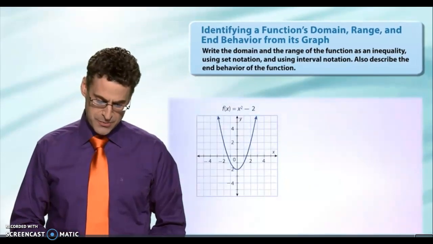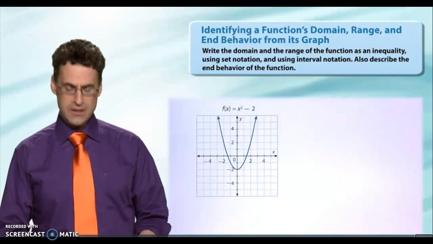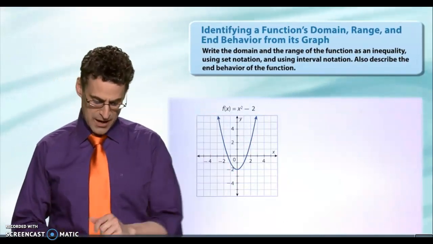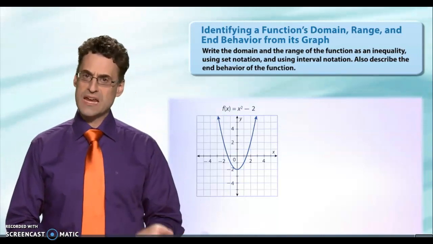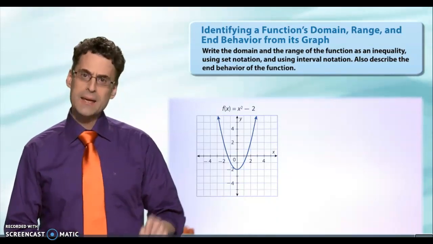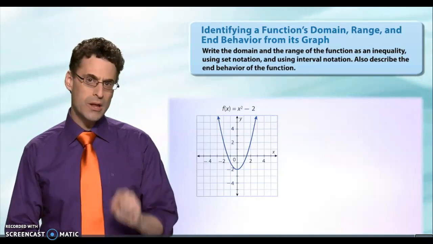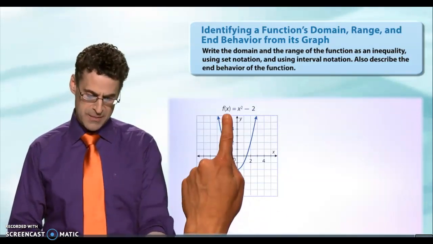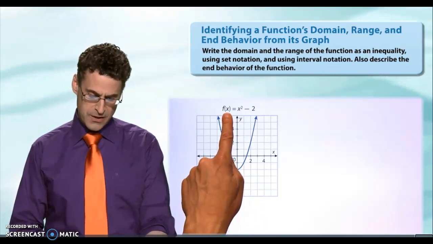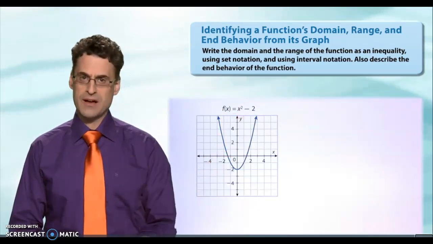f of x equals x squared minus 2, which is a quadratic, which means its graph is a parabola, and I've graphed it right here. So, what does the domain and what does the range mean? The domain means the allowable x values, so the x values that we're allowed to input into the function to produce output values.